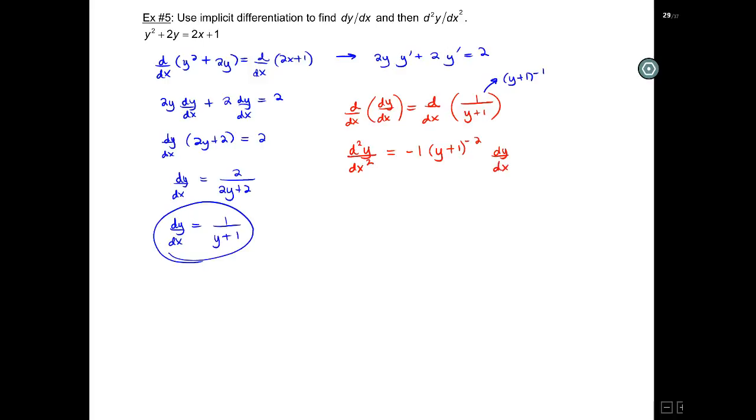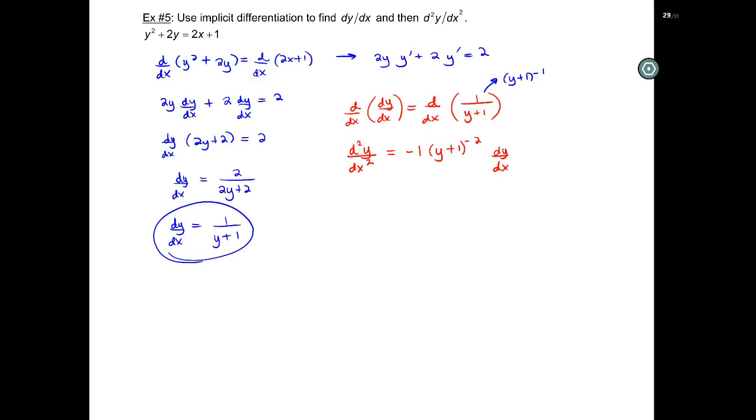Okay, what's the derivative of y plus 1? It's 1 dy/dx. Why do we need the dy/dx? Because the inside had a y. What if the inside was a y squared? We would need a 2y dy/dx at the end. What if the inside was just x? If it was x, then we wouldn't need that at the end. If it was x plus 1, it would just be 1. But because it's a y, it's a 1 times dy/dx.